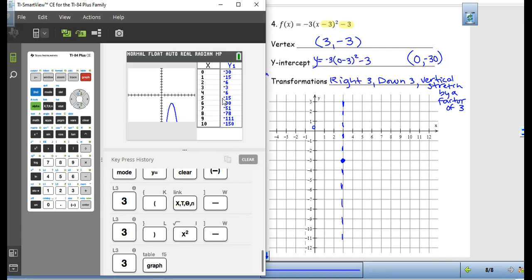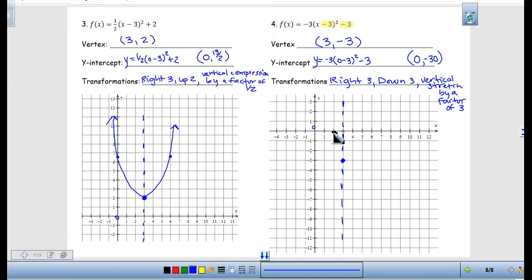So as far as finding some additional points, find your vertex point, and then you can pick some points above and below that you could graph. I'm just going to do the one directly above and the one directly below. So 2, -6 and 4, -6. 2, -6 would be here, and 4, -6 is here. Like I said, this graph is narrower because we have that vertical stretch that's occurring.